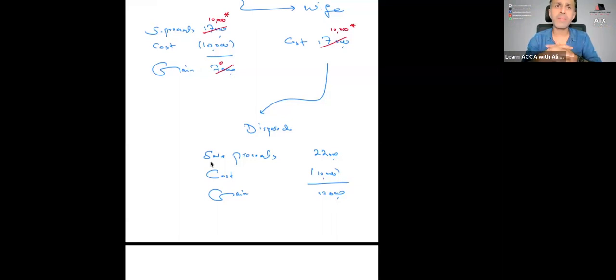Also, at times, it can happen that one of the spouses may have a capital loss, but may not have any capital gains to relieve the losses.